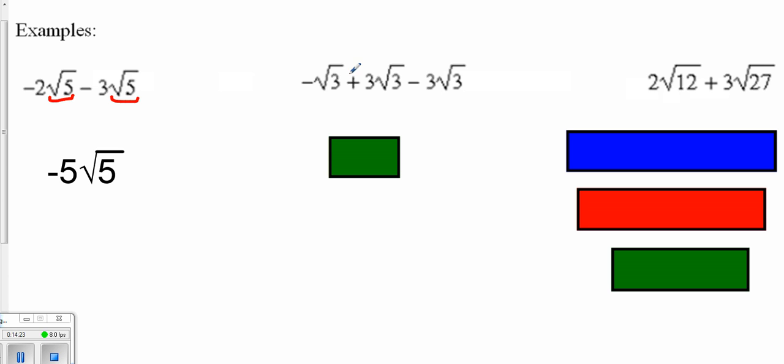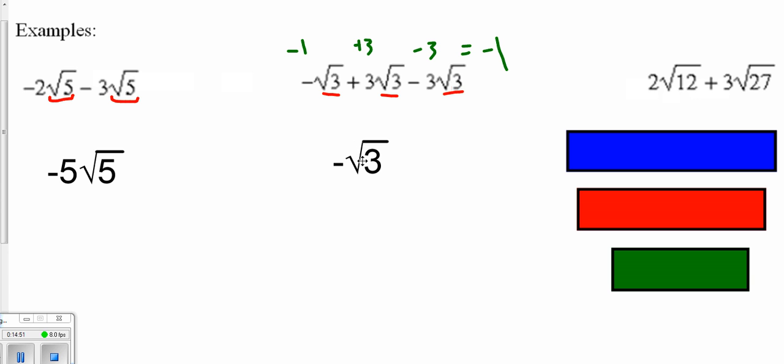In our second example, our root is always the square root of 3, so these will combine. Our coefficients then, we have a negative 1, a positive 3, and a negative 3, or a minus 3. Negative 1 plus 3 minus 3 equals negative 1. So in the end, it's just negative 1 times the square root of 3, or we can just call it negative square root of 3.